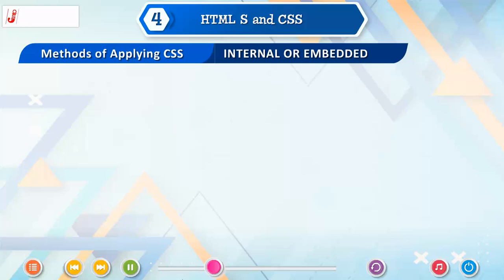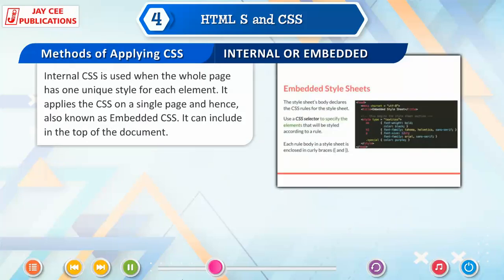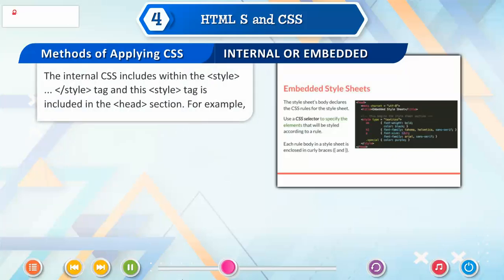Internal or embedded. Internal CSS is used when the whole page has one unique style for each element. It applies the CSS on a single page and hence is also known as embedded CSS. It can be included at the top of the document. The internal CSS is included within the <style></style> tag, and this style tag is included in the head section.